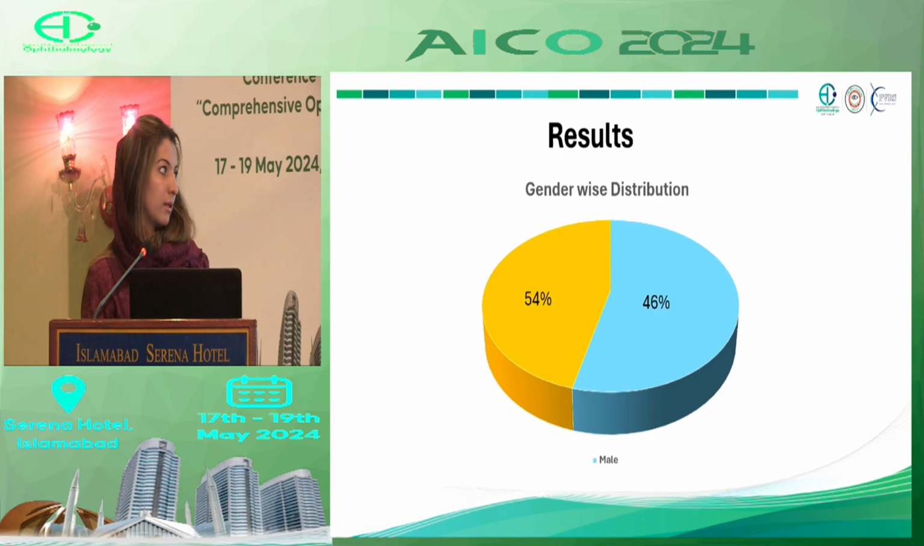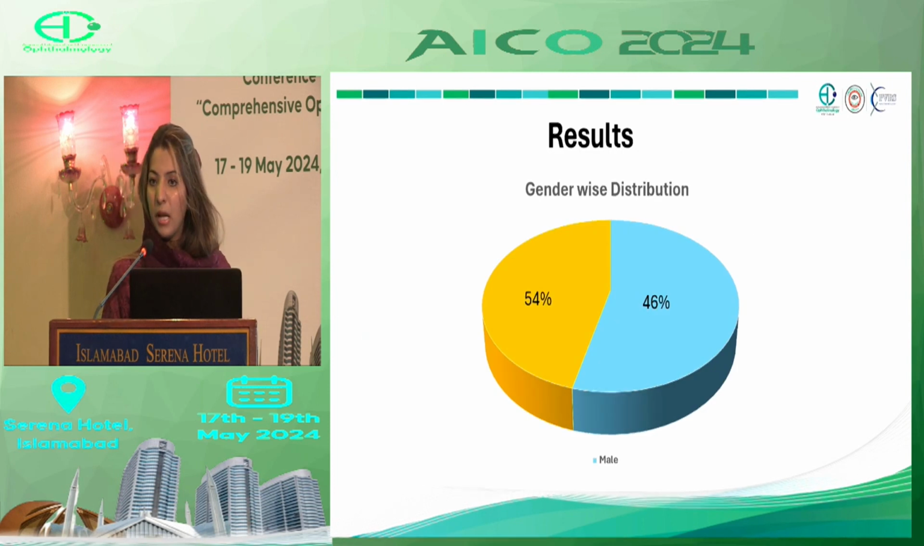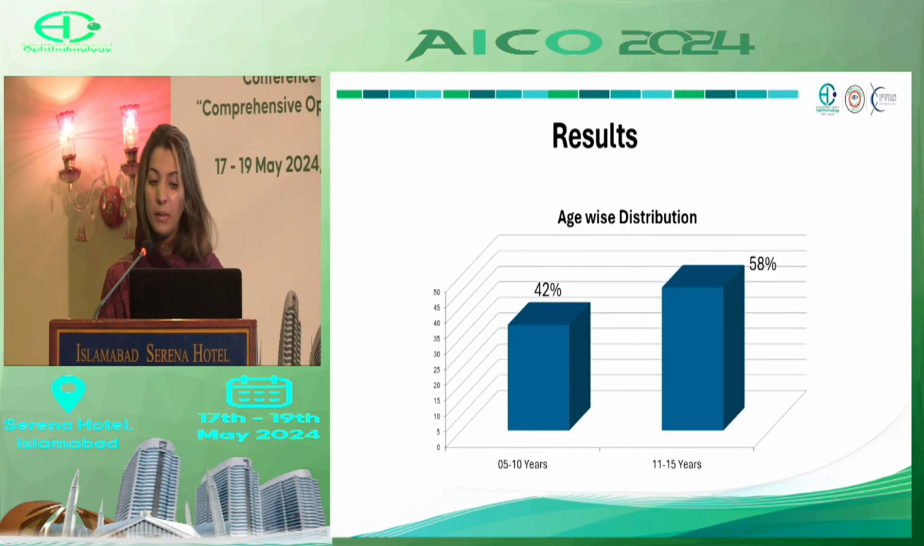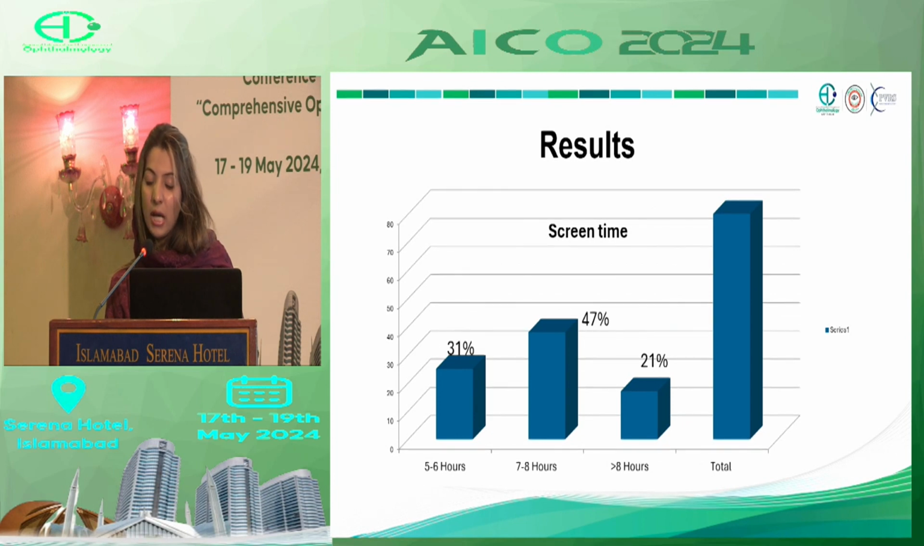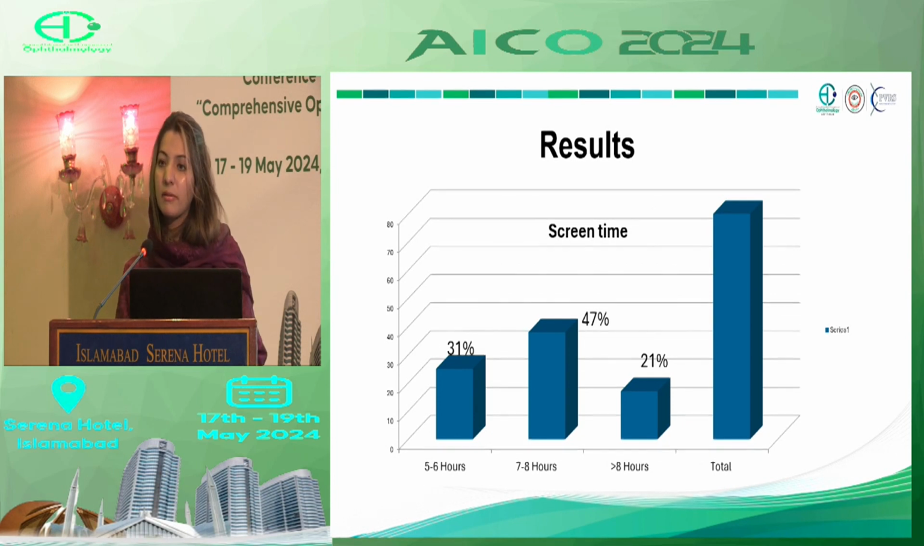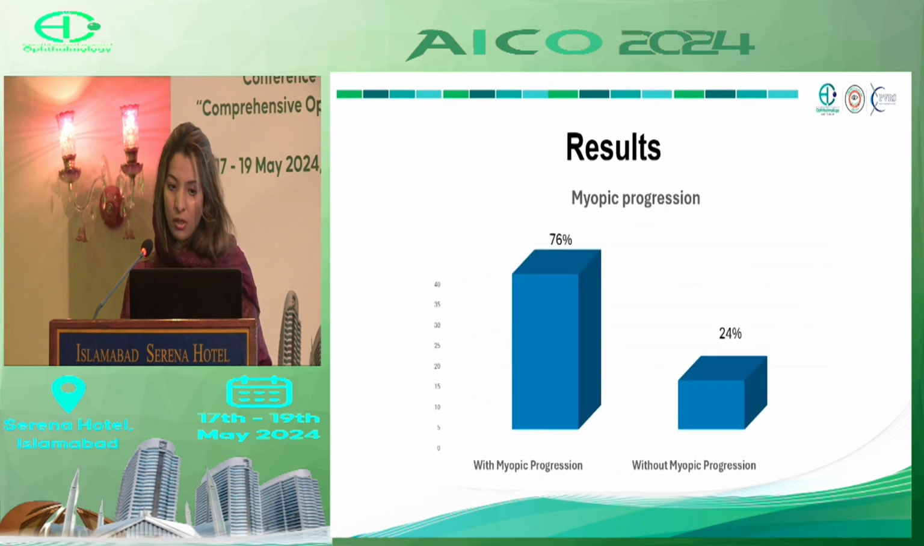Now coming to the results, the majority of patients observed in our study were male: 43 were males and 37 were females. Now coming to age-wise distribution, the maximum number of individuals were in the 11 to 15 years age group, which was 46, and 5 to 10 years of age was 24. According to screen time, the maximum individuals had a screen time of 7 to 8 hours, and a minimum of individuals, 21%, had more than 8 hours of screen usage.